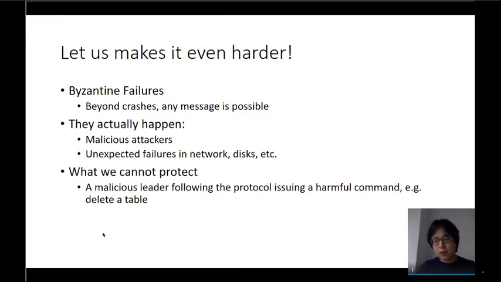So it is important to say that we're not trying to protect against all kinds of malicious attackers. For example, if a hacker hacks the system but just issues a command following our protocol, but this command is harmful, for example, it is trying to delete the entire database or a very important table, but he's following the protocol. This kind of attack we cannot protect against. We can only protect the system to be in a consistent state, so that all the replicas are the same.